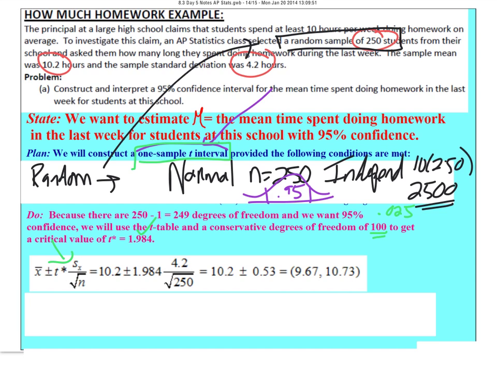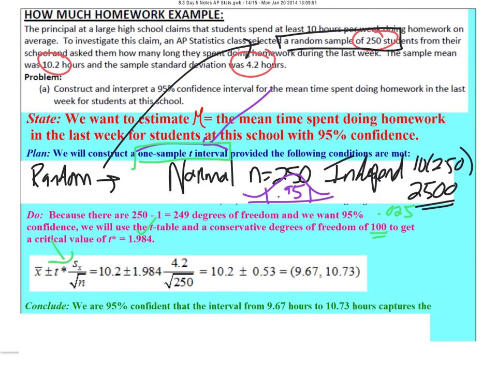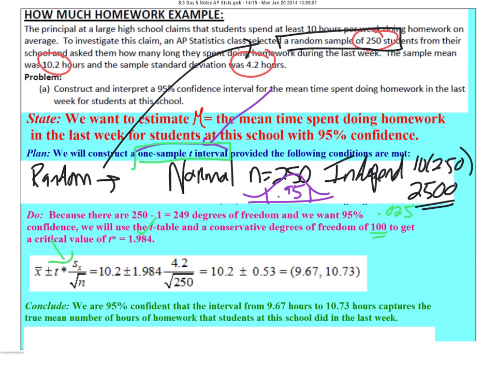Now, let's just make a conclusion real quick. We're 95% confident that the interval between 9.67 hours and 10.73 hours captures the true mean number of hours of homework that students at the school did last week.